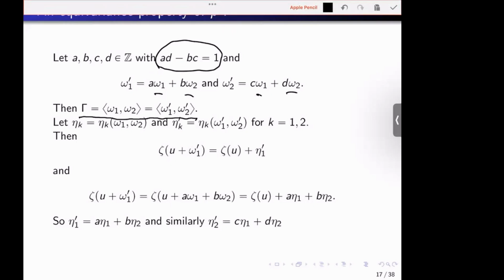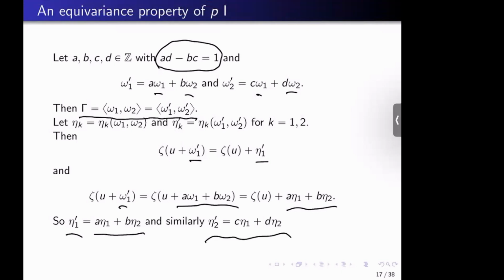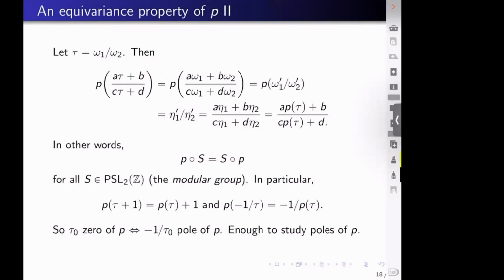But these etas actually will change because they not only depend on the lattice, but also on the choice of the generators of the lattice, right? So if I have new generators, then I will get new etas. On the other hand, I can use the old generators to compute this new eta. If you do this simple computation, then you see that the new eta is related to the old etas by exactly this kind of matrix with exactly the same coefficients, right? And this means if you look at the ratios of these etas, then you get a curious property of your function. Namely, it has this kind of equivariance property that I'm aiming at.